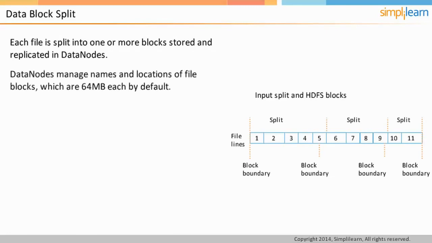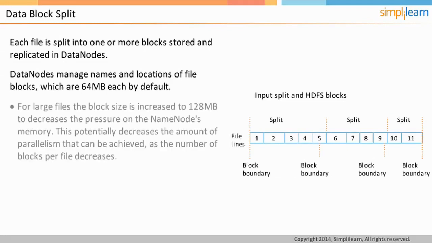Data nodes manage names and locations of file blocks, which are 64 megabytes each by default. For large files, it is better to increase the block size to 128 megabytes. Doing so decreases pressure on the name node's memory.